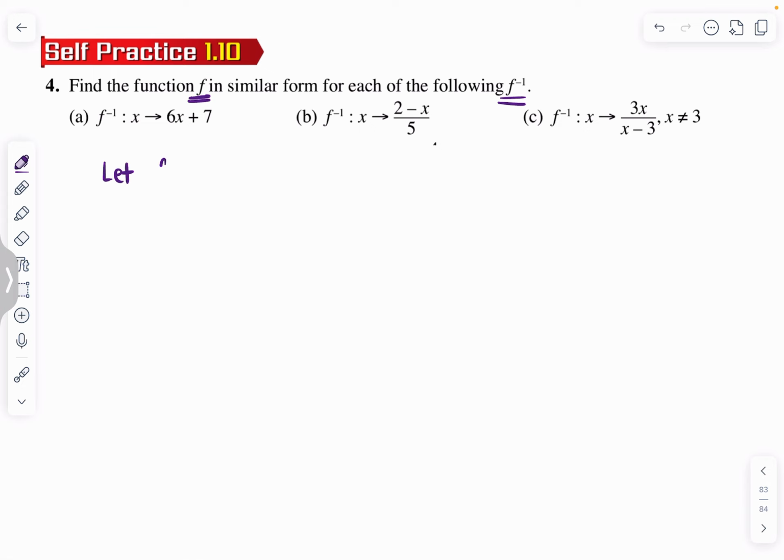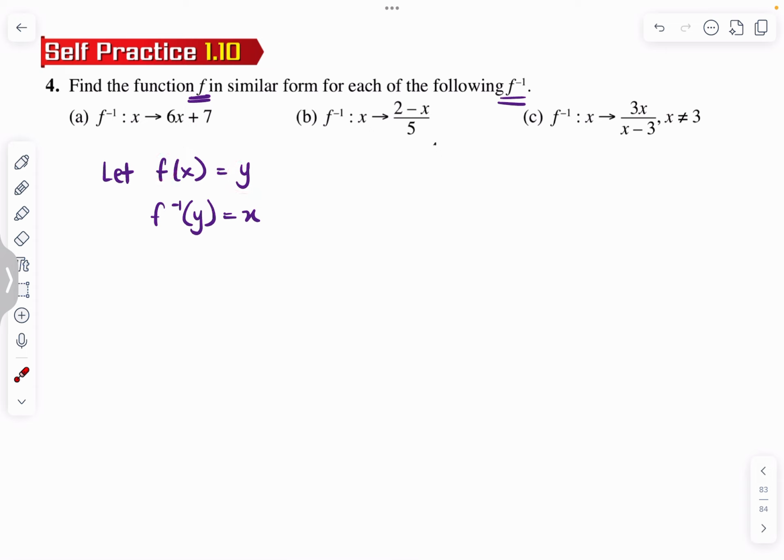So now we want to find f(x), right? So we let f(x) equal to y. Then bring in the f here. We get f inverse of y equal to x. Okay, the f we bring here becomes f inverse of y.